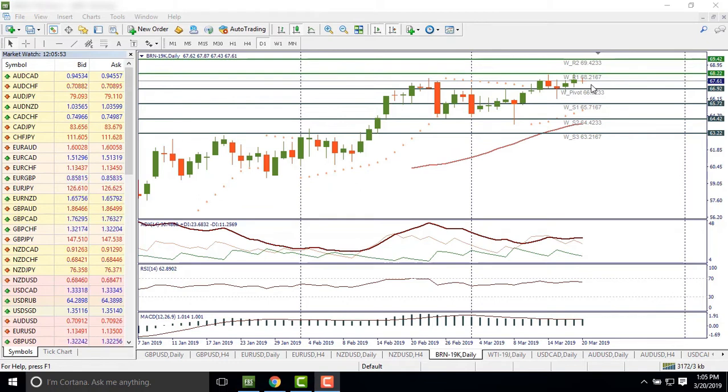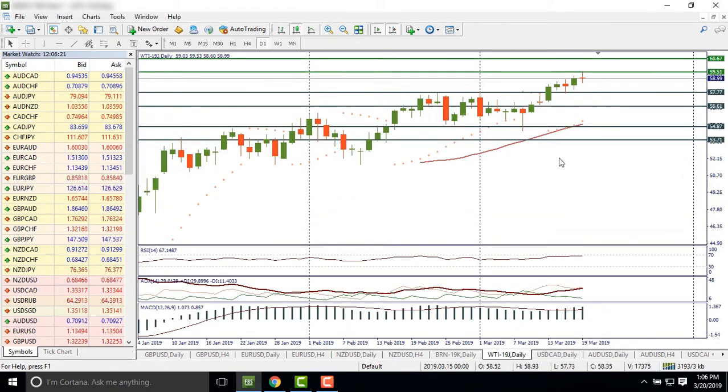Otherwise, if the actual level of crude oil inventories will show a decline in the number of barrels, we may see the price for Brent retest the resistance at 68.22 and target the next resistance at 69.42.